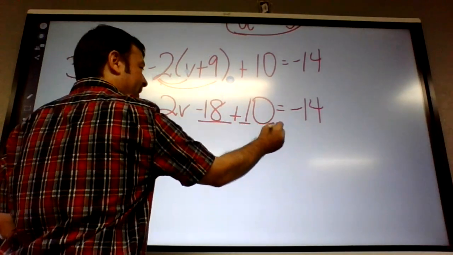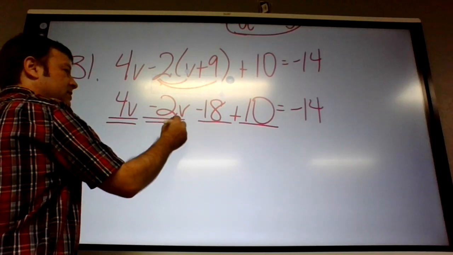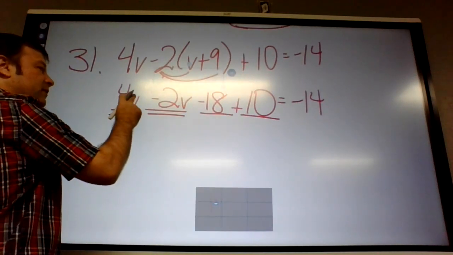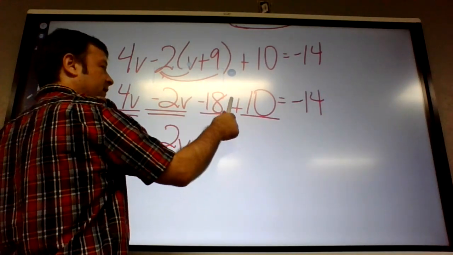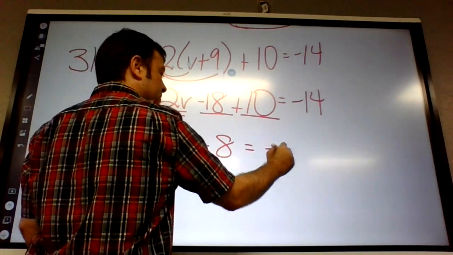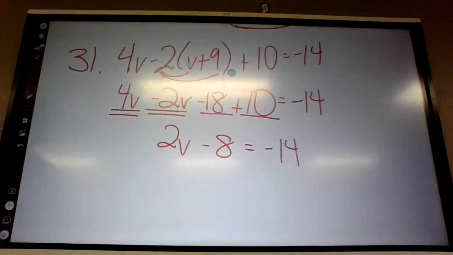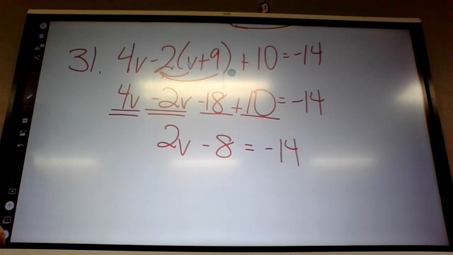-18 plus 10, and what about these two guys? 4v minus 2v. Those can go together. So 4v minus 2v is 2v, and -18 plus 10 is -8. Now we've got a normal looking problem. By the way, there are more fractions than integers. There's more fractions than not fractions on these answers.